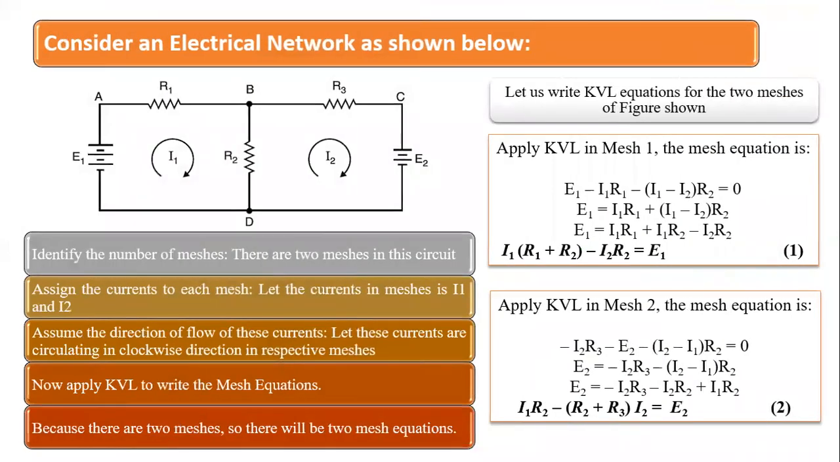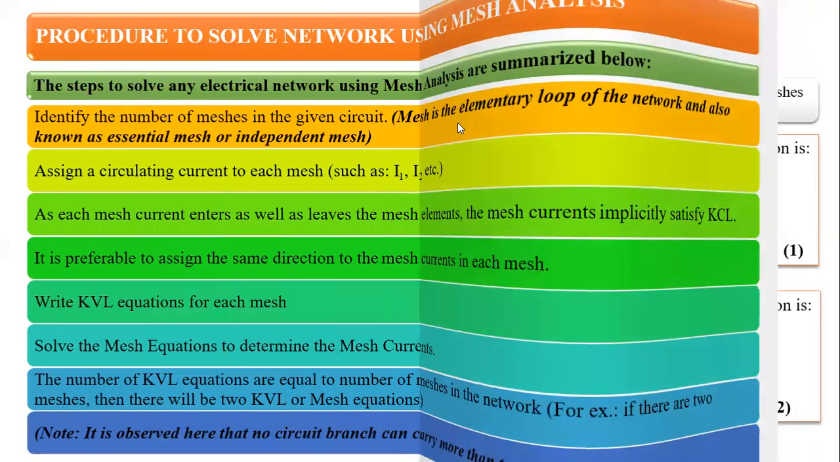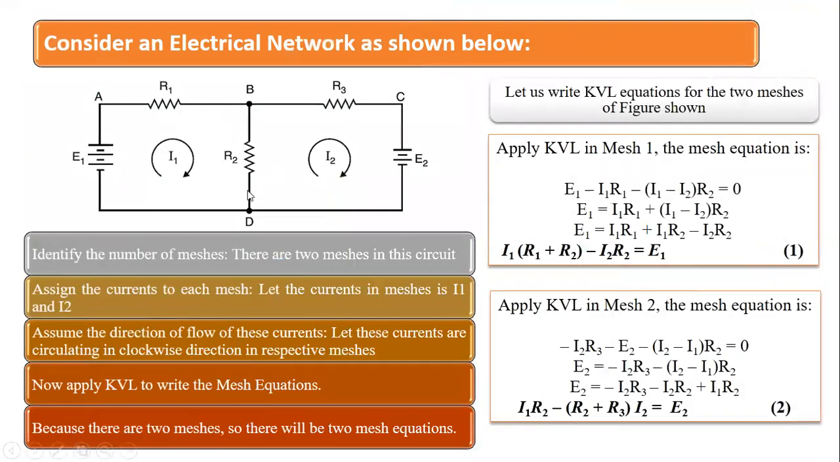Now let us solve this network, the same network which we were discussing here. Let us find out the KVL equations of this network. The first thing while solving a network is to identify the number of meshes. So how many meshes are there? One mesh and two mesh.